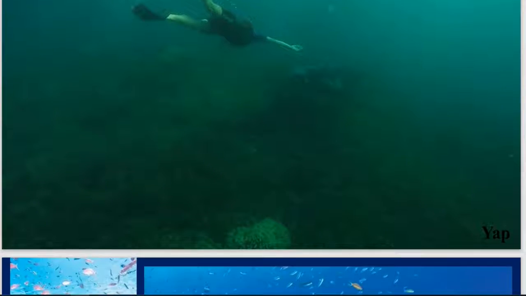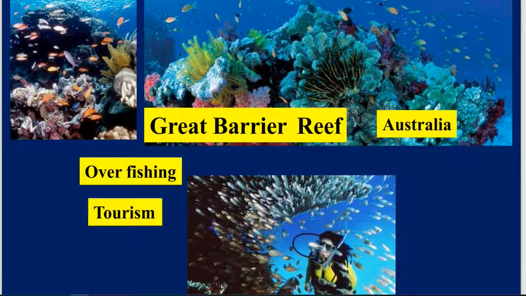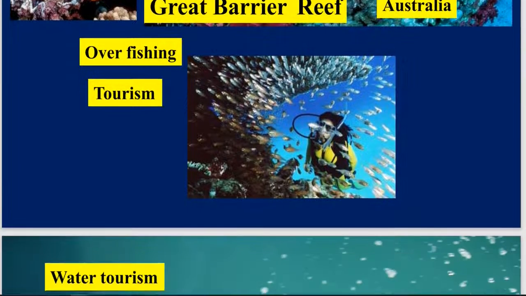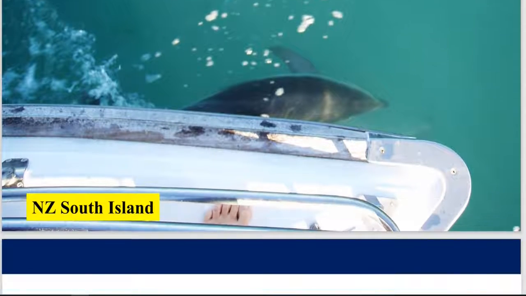There's the reef. There's a guy chasing a stingray. Big tourist attraction. The Great Barrier Reef in Australia is a livelihood for seafood and fishing and many exotic marine products. It's been raped by tourism and overfishing. Countries from all over the world send their fleets down there and strip the ocean of its resources. Water tourism is big. They have the dolphin swims, etc.